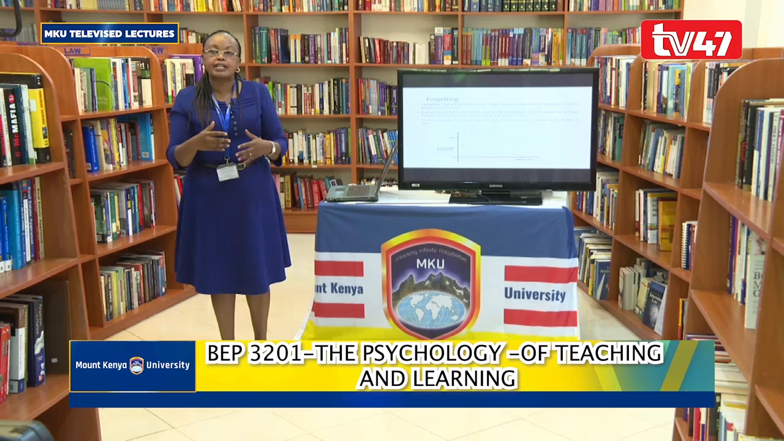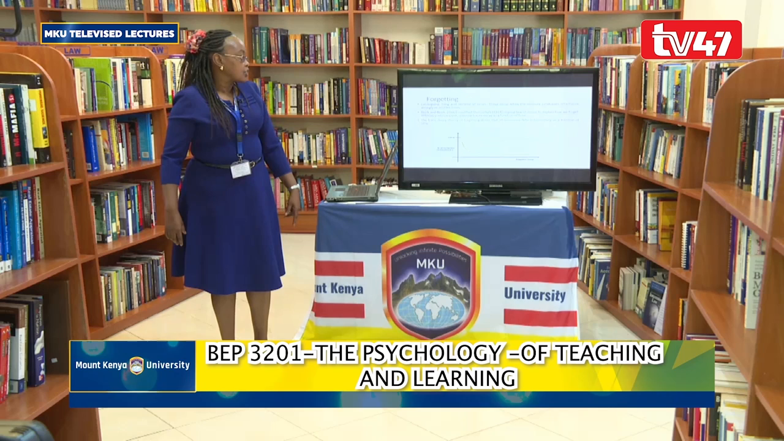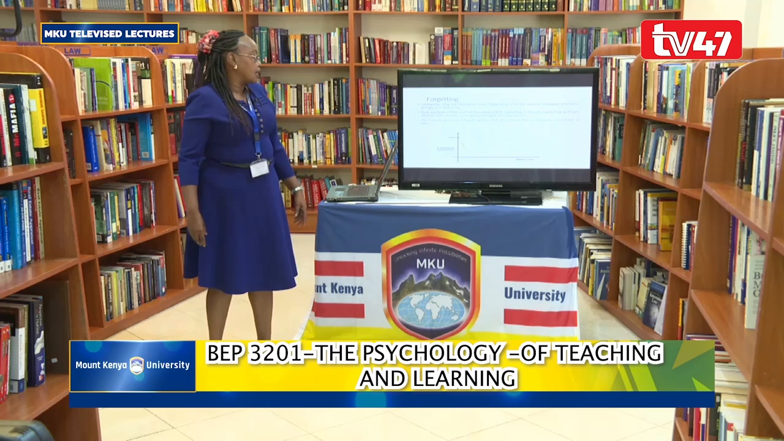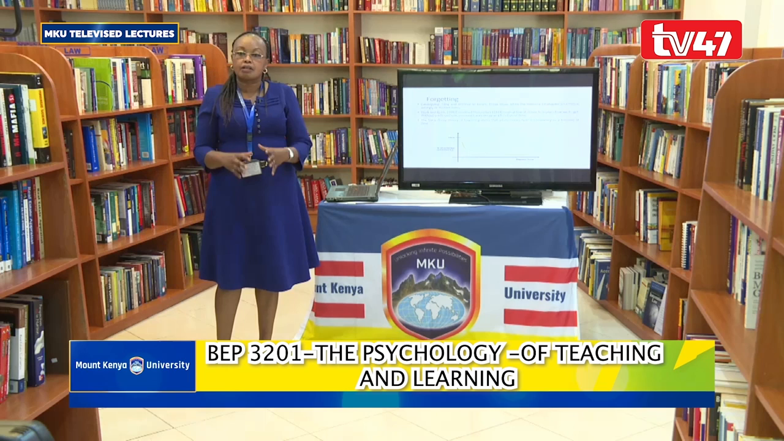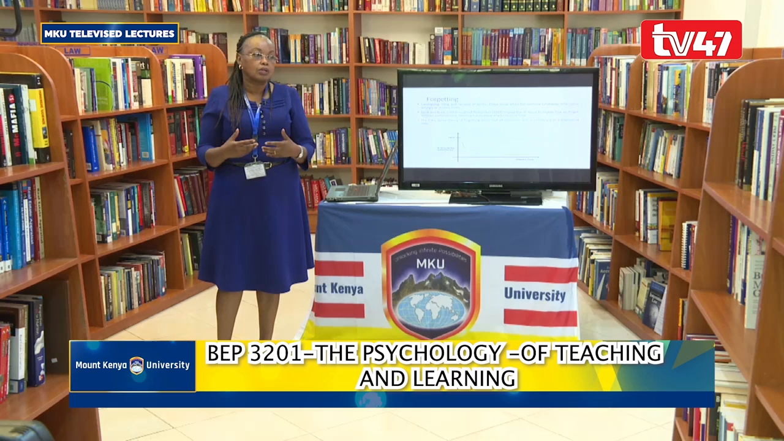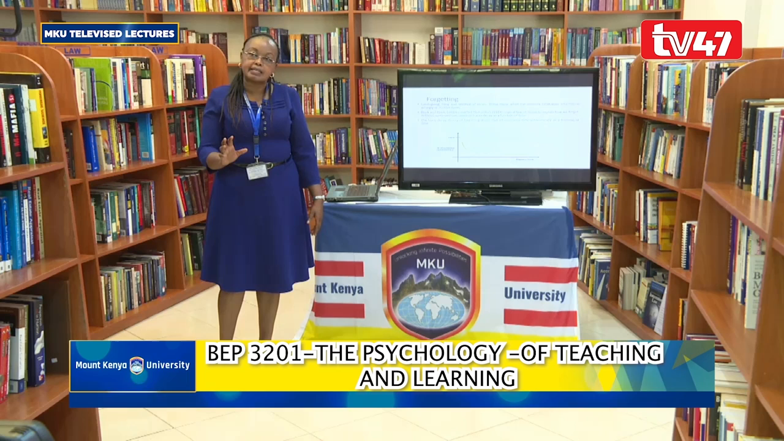Hence, that is what we call retrieval failure. Another psychologist, called Jock and Jock, 1992, talked about disuse to account for how forgetting takes place. And this one simply means, he talks of disuse.